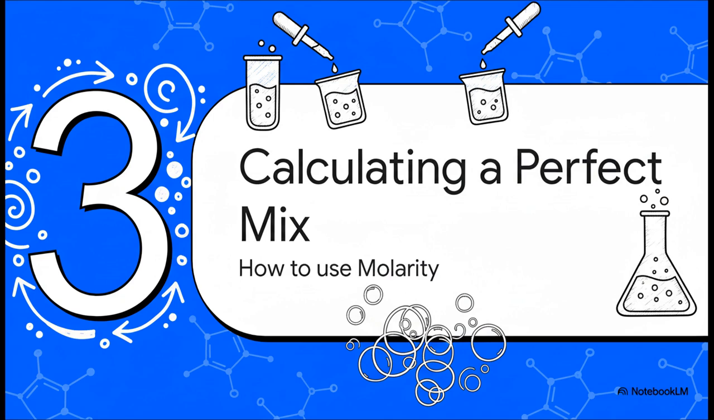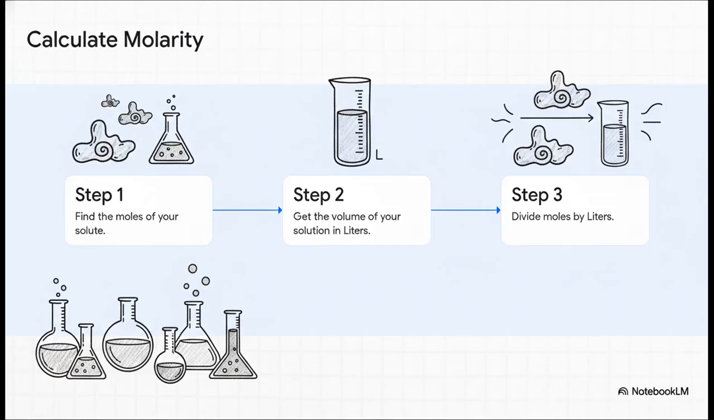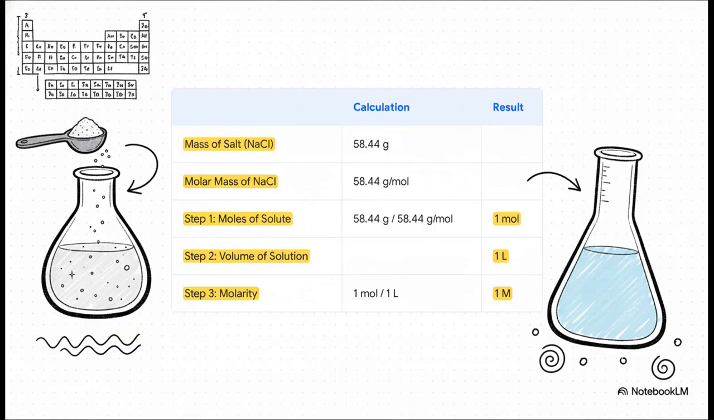All right, so we know what it is. Now for the fun part. Let's actually see how we can use molarity to whip up that perfect mix we've been talking about. And you know what? It's a surprisingly simple 3-step process. First, you've got to figure out how many moles of your solute you have. Second, you need the total volume of your solution, and you have to make sure it's in liters. And third, you just divide the moles by the liters. That's it, seriously. Let's actually watch those steps in action.